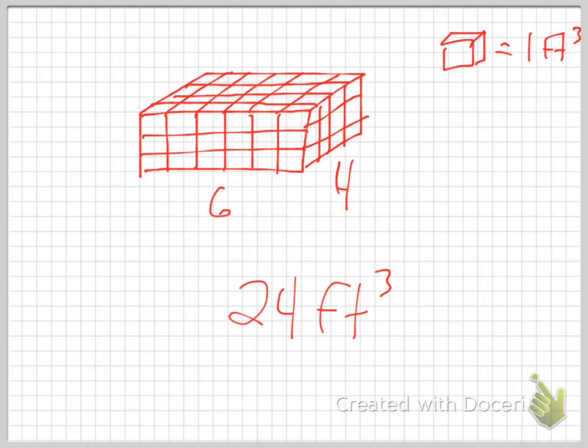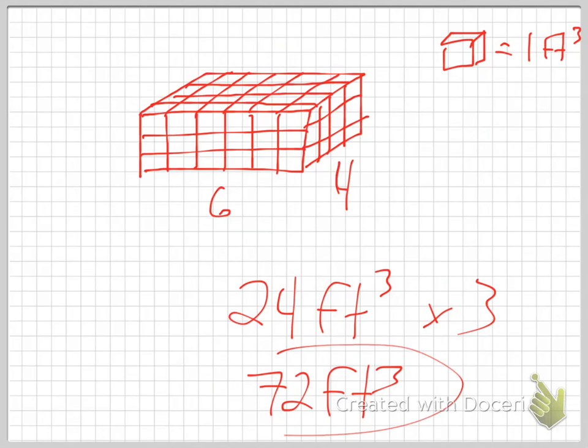So then what do I do now? What do I do at this point, Sladen? Multiply by the height, right? How many of these sets of blocks are there? Well, there's 3. So times 3. What is 24 times 3? 72 cubic feet. How many of you have 72 cubic feet? Good. Not difficult. It's just going to take some thinking.